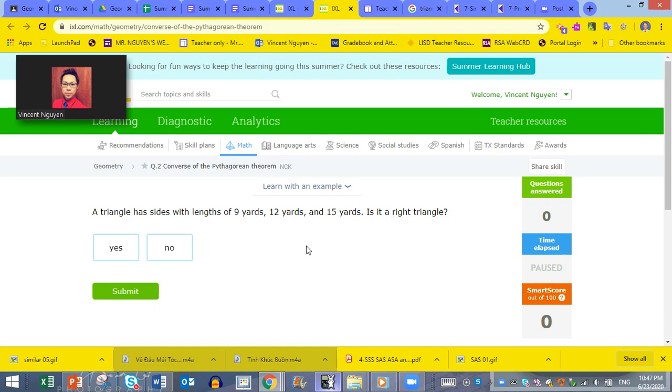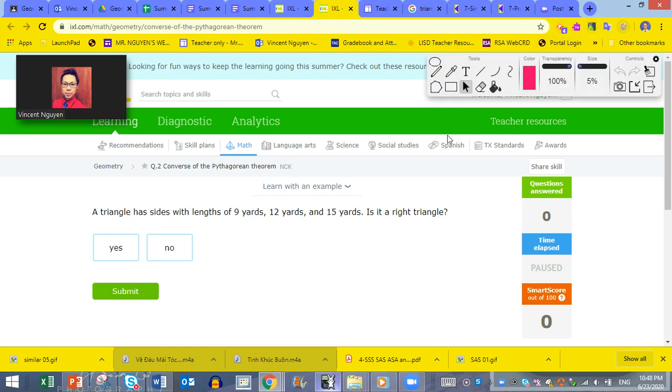So we use the converse to verify if a triangle is indeed a right triangle, right? In this problem, they're giving us a triangle with side lengths 9, 12, and 15. As we look at this, we see that the longest segment here is 15. I should underline that. The longest segment is 15. So that is your C.